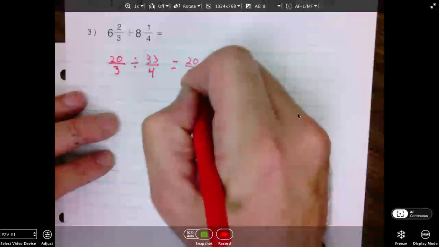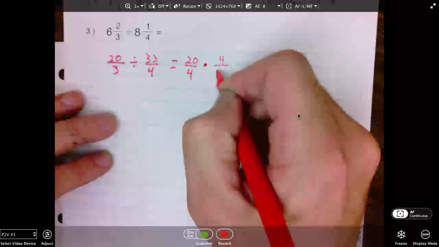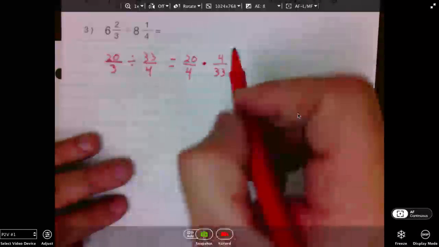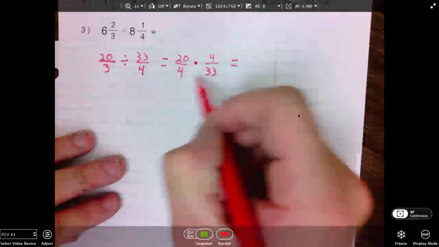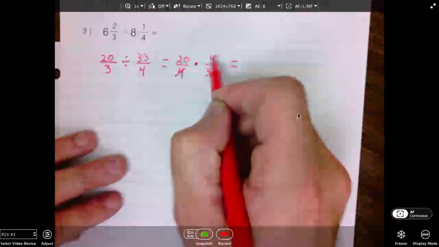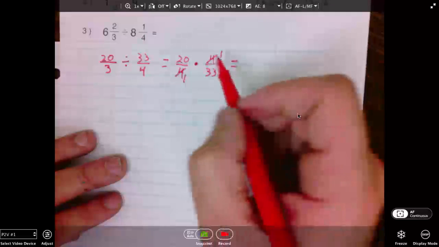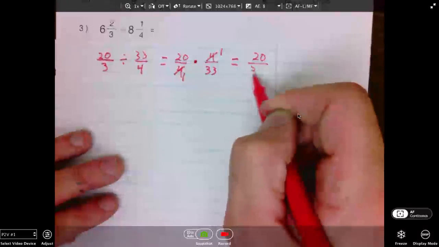So this statement becomes 20 over 3, keep the same. Change divide to a multiply. Inverting the second fraction, 4 over 33. When we're multiplying, we don't need a common denominator. We can simply multiply straight across. In this case, we can do some cancellation. Any numerator can cancel with any denominator. In this case, 4 divides with 4 to leave 1 in both positions. Now our multiplication is easier. 20 times 1 is 20. 1 times 33 is 33.